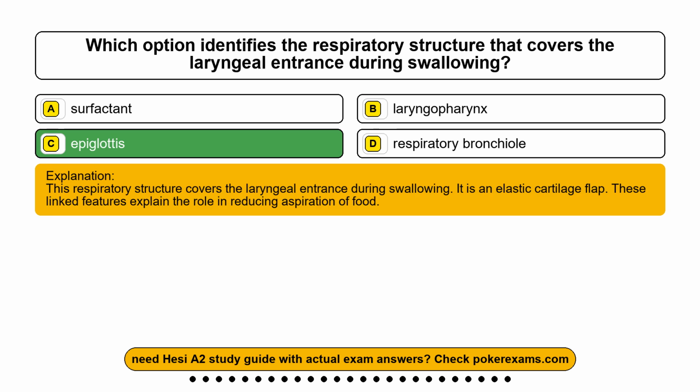This respiratory structure covers the laryngeal entrance during swallowing. It is an elastic cartilage flap. These linked features explain the role in reducing aspiration of food.